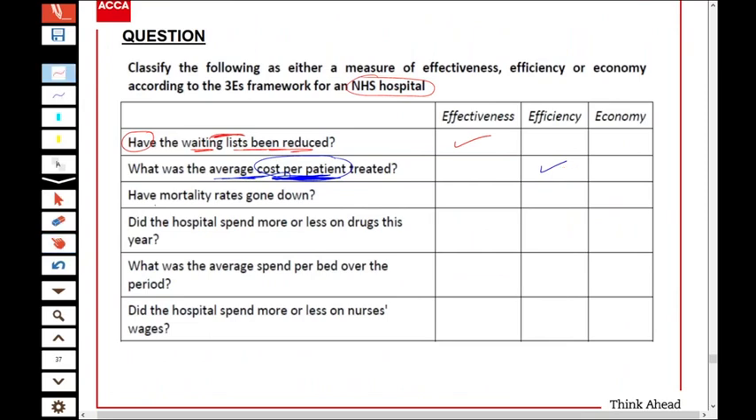Number three, have the mortality rates, the death rates, gone down? It is effectiveness. Why? Because the main objective of the hospital is to reduce the death rate and increase the recovery rate. So it is the measure of effectiveness.